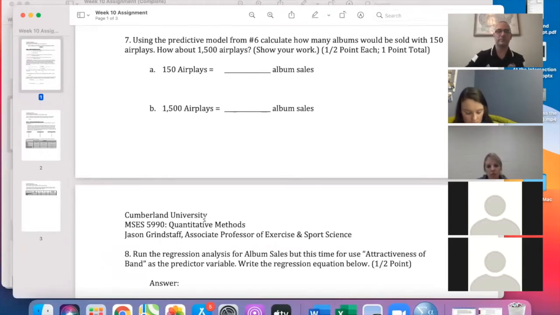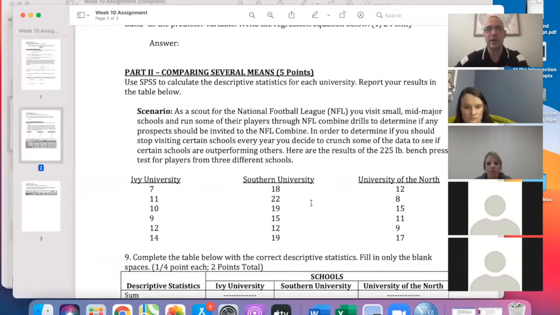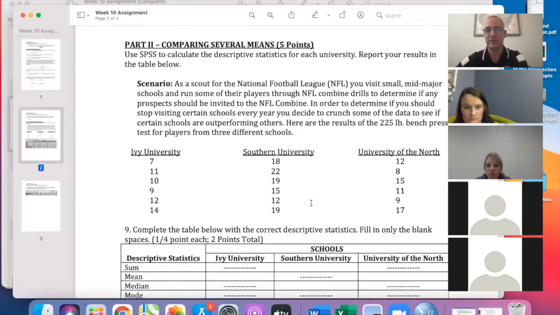So that's kind of our introduction to regression. Part 2 of the assignment is comparing several means. So this is where we're going to start getting into analysis of variance.